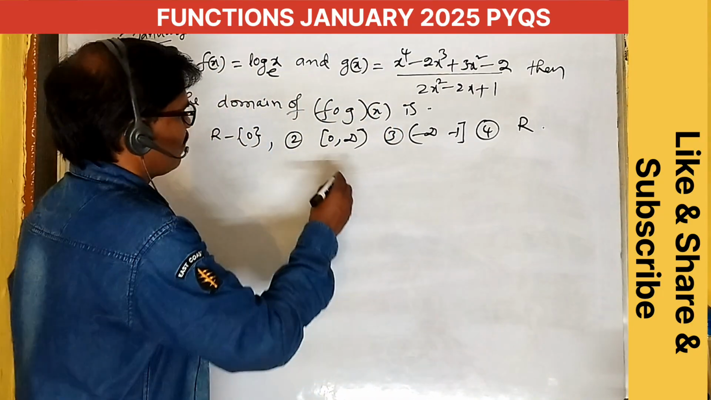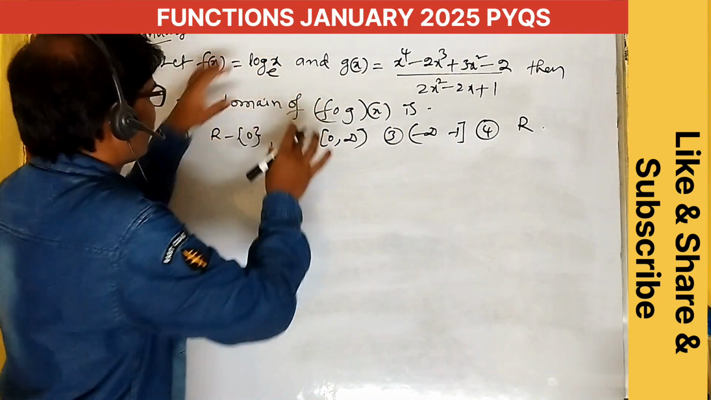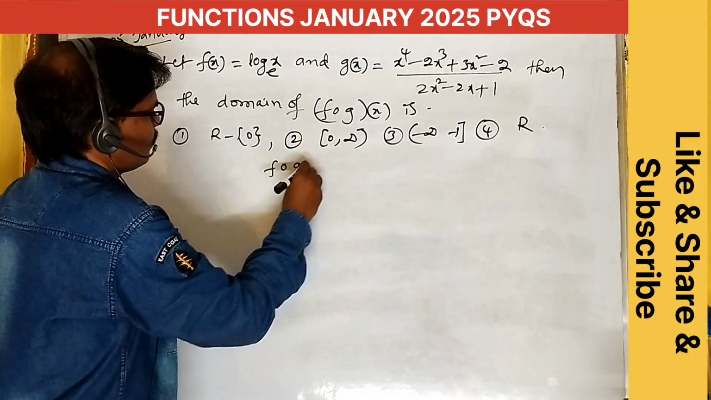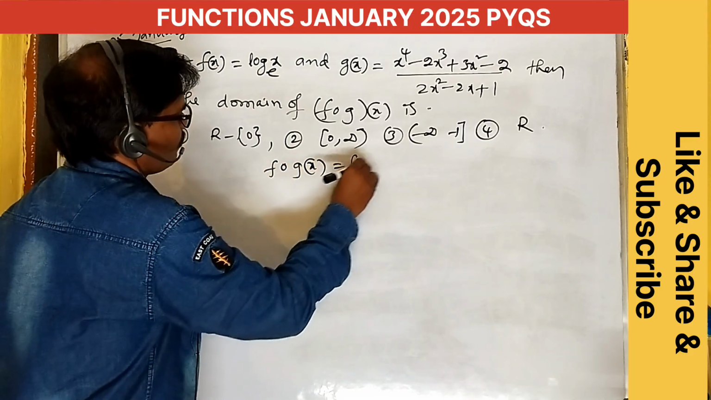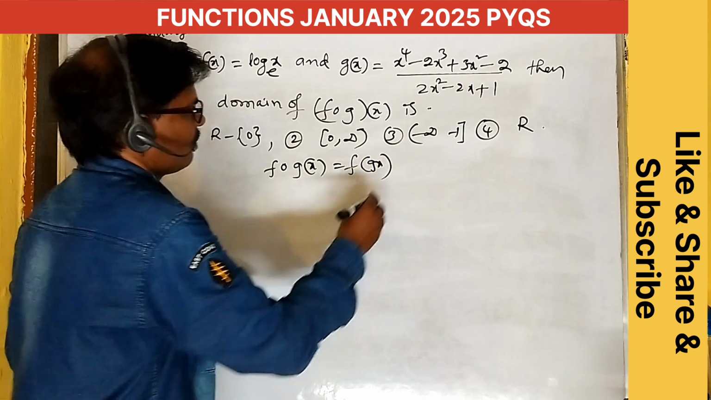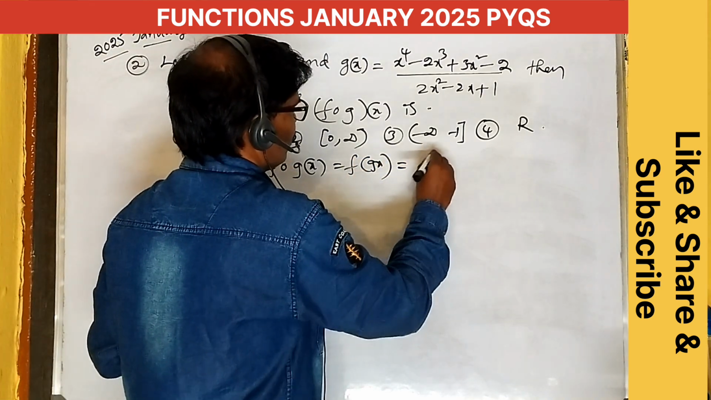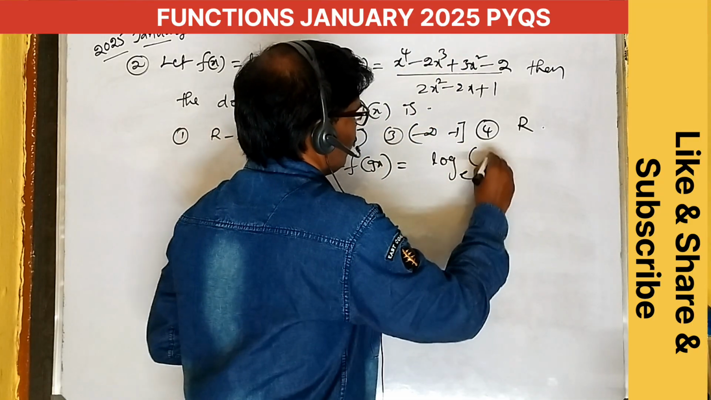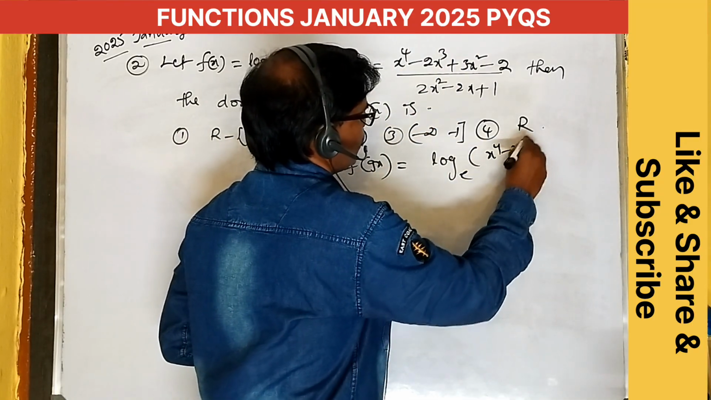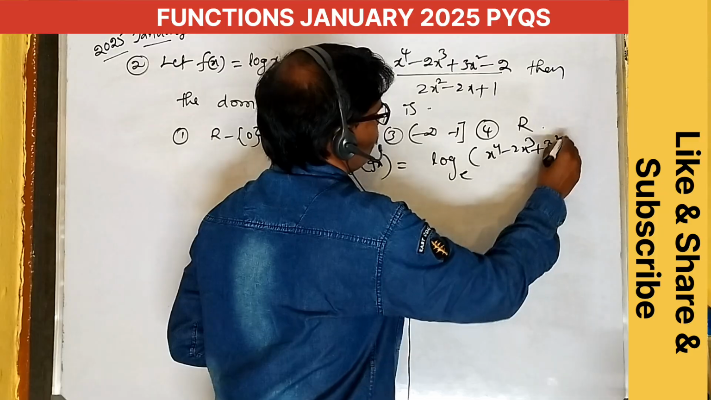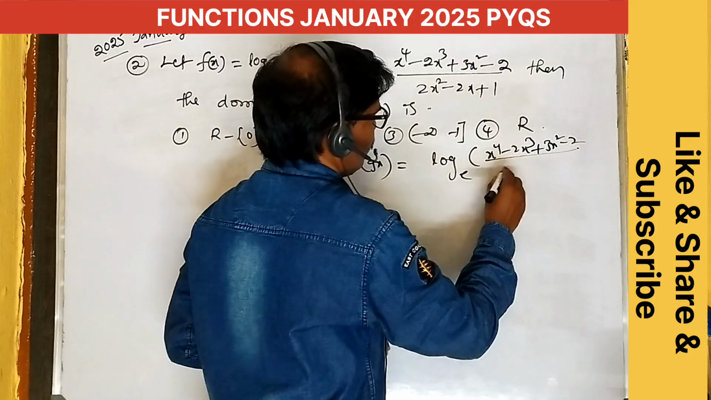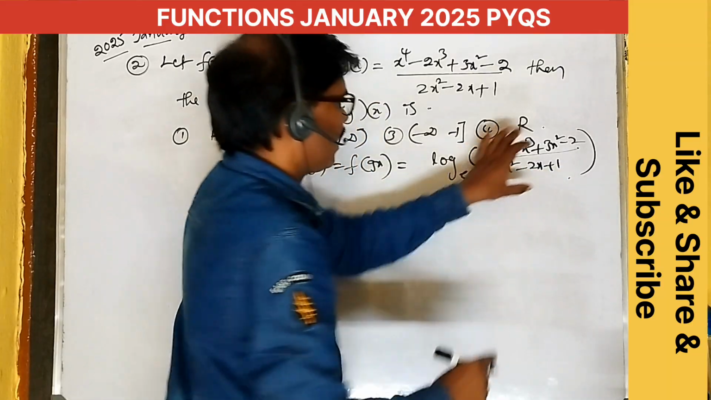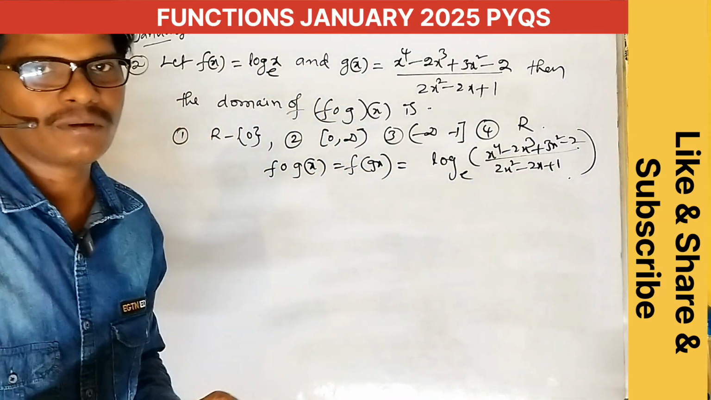What is the given function? Given function is f(x). This is f circle g of x, meaning f(g(x)) equals log base e of (x^4 - 2x^3 + 3x^2 - 2) / (2x^2 - 2x + 1). Okay, the logarithm argument must be greater than 0.